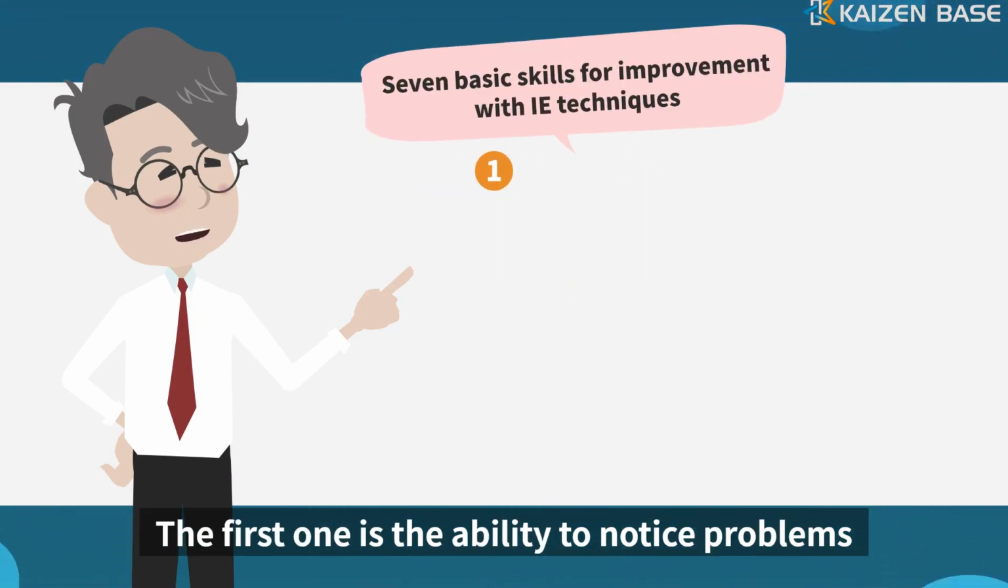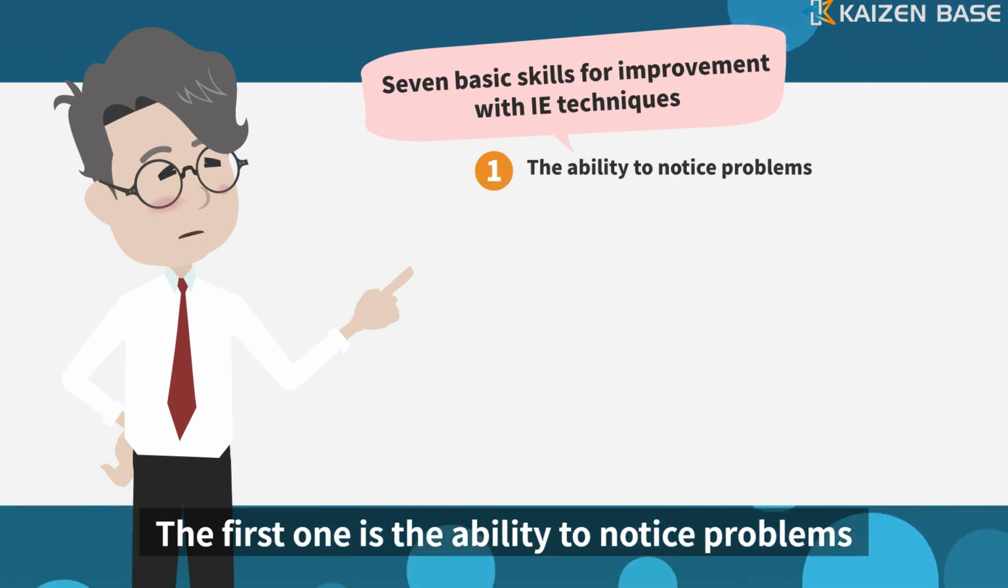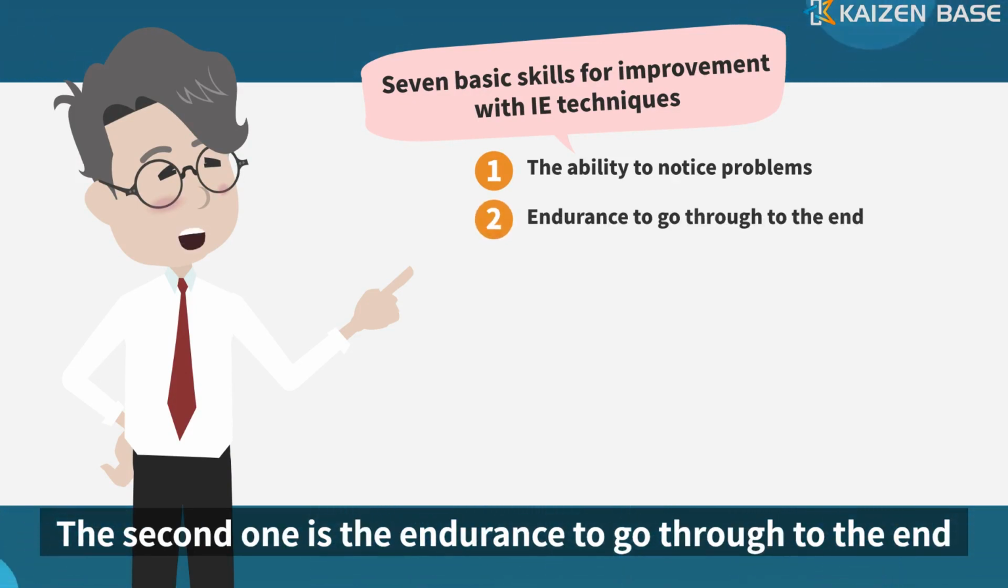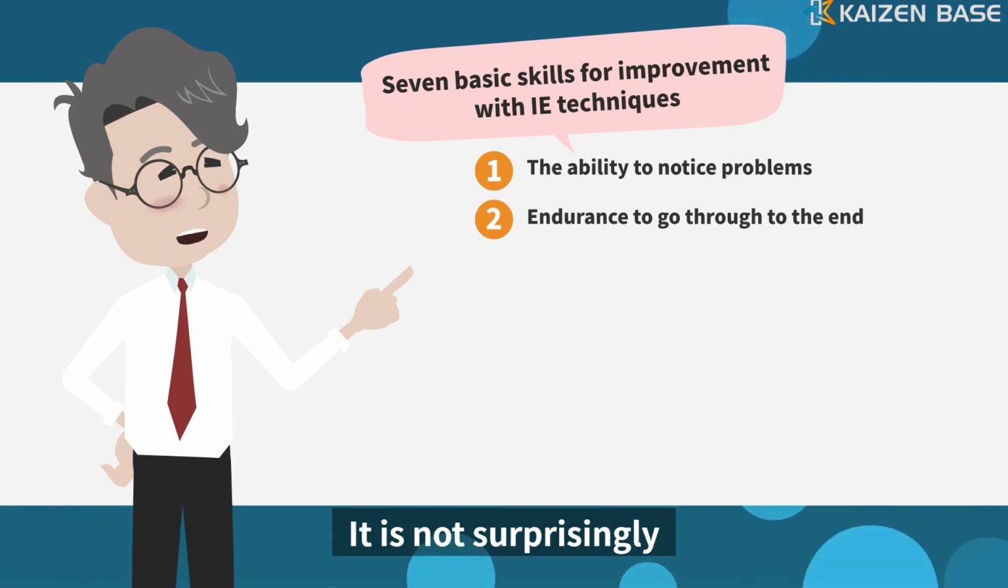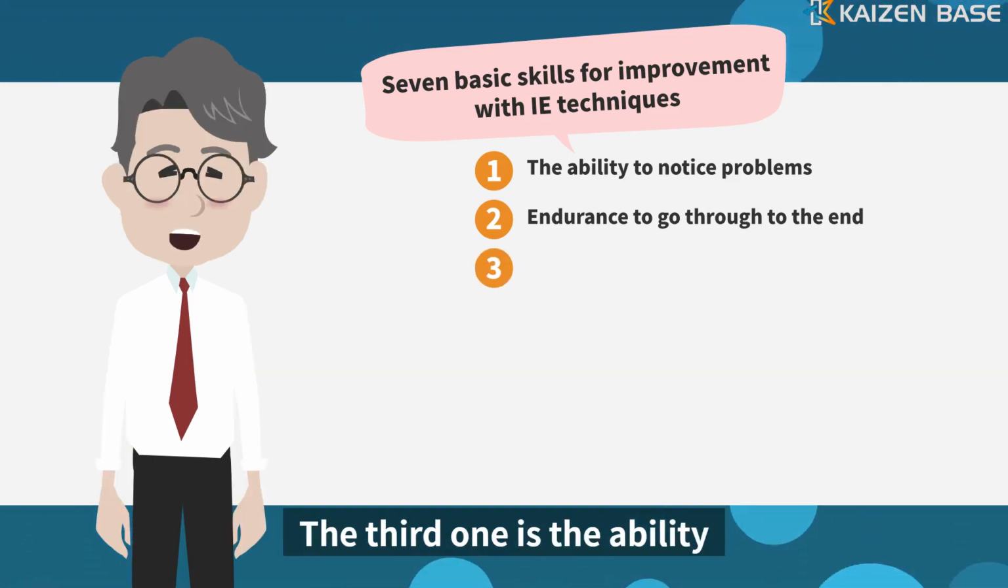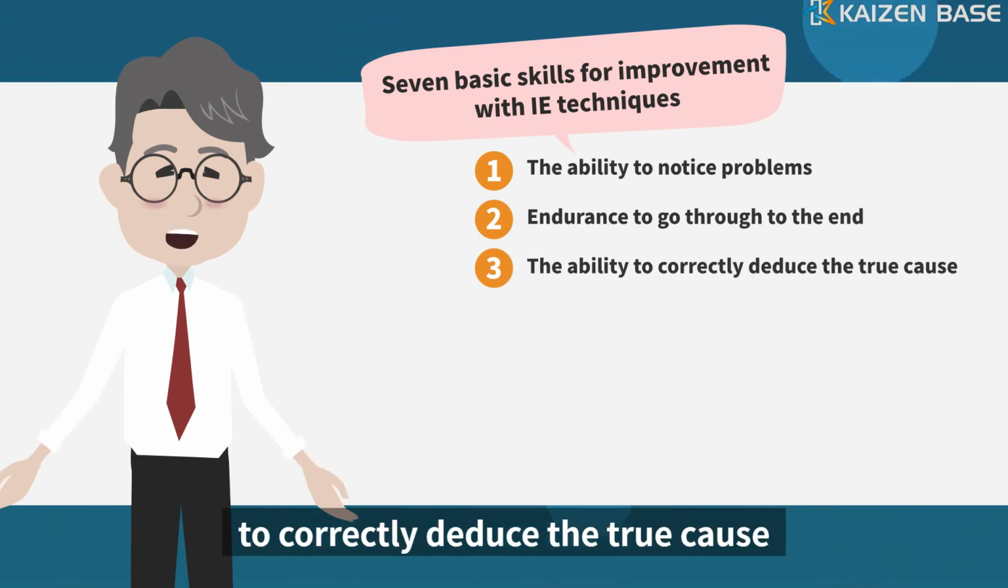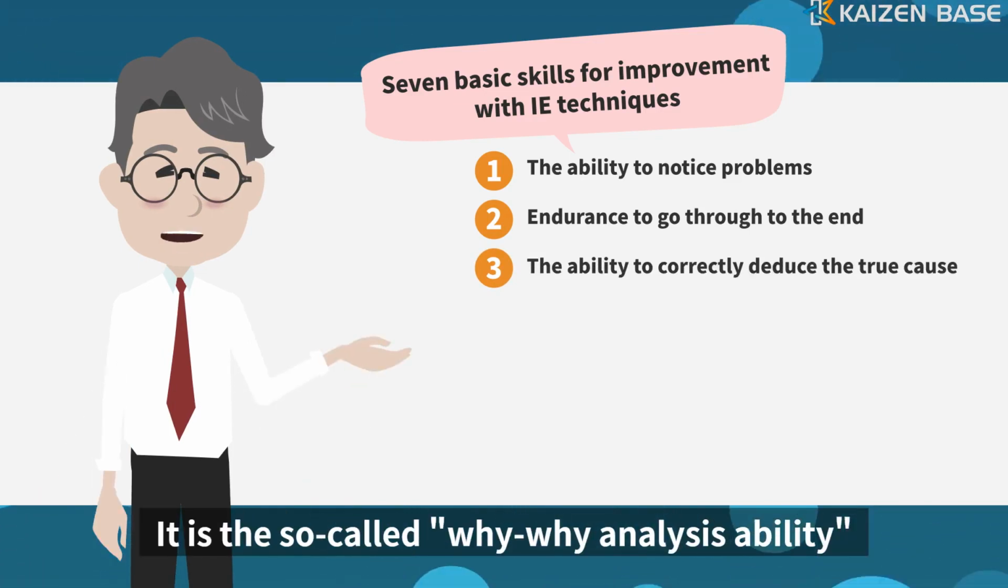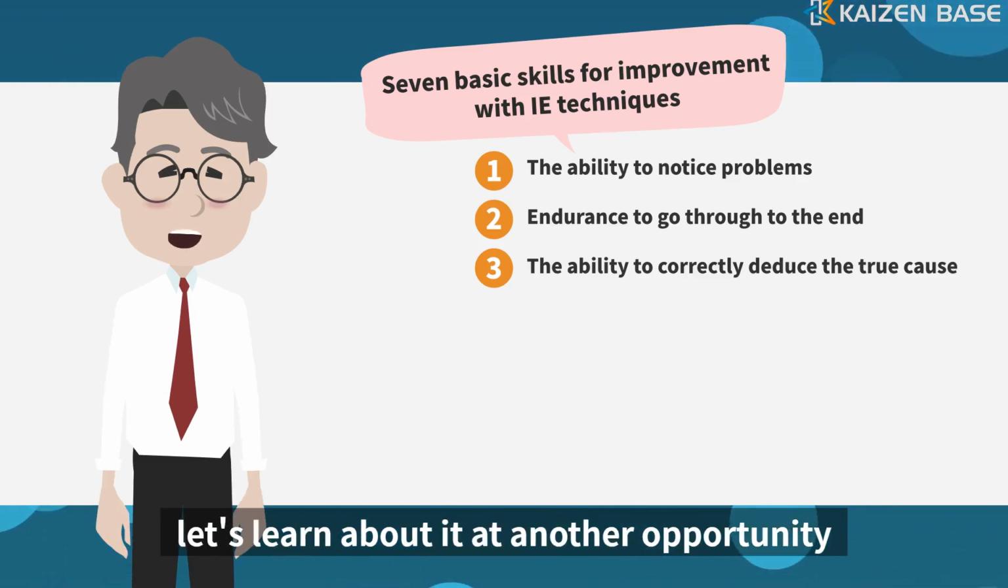The first one is the ability to notice problems. The second one is the endurance to go through to the end. It is not surprising that these two are very important skills. The third one is the ability to correctly deduce the true cause. It is the so-called why analysis ability. Let's learn about it at another opportunity.